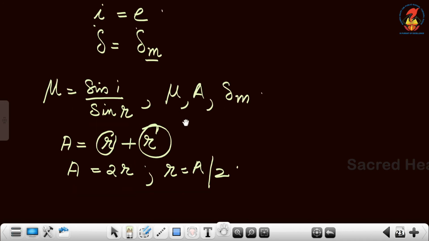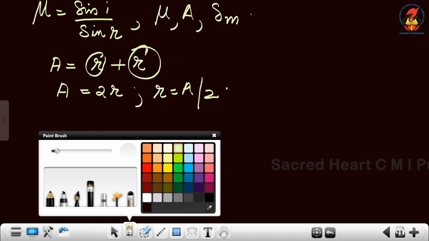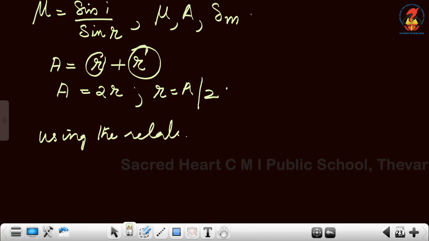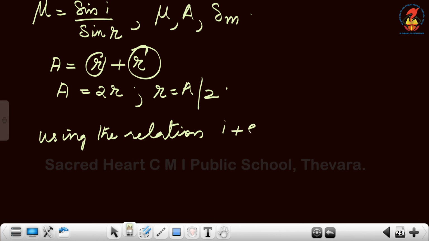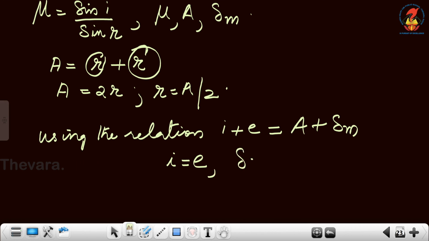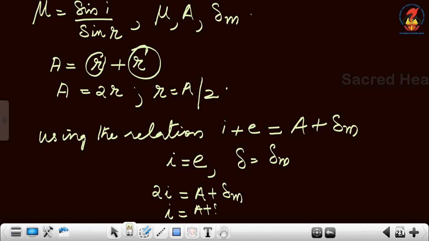So, we can write A is equal to 2R, or R is equal to angle of a prism divided by 2. Similarly, using the relation I plus E is equal to A plus delta M, in this case, I is equal to E at minimum deviation angle, and the deviation angle can be written as delta M. So, we can write the above equation as 2I is equal to A plus delta M, or I is equal to (A plus delta M) divided by 2.